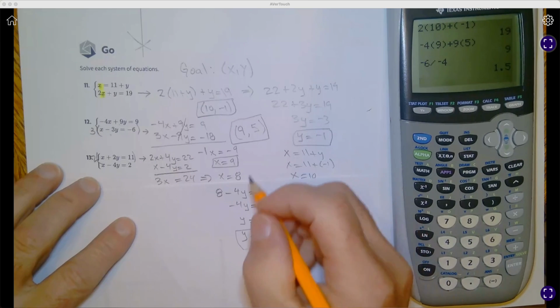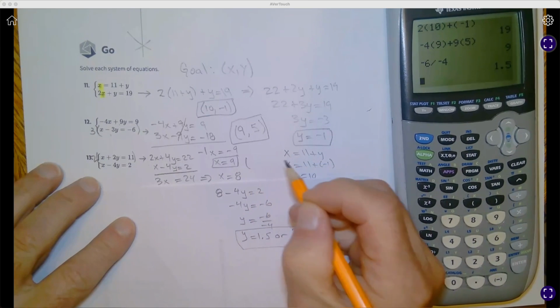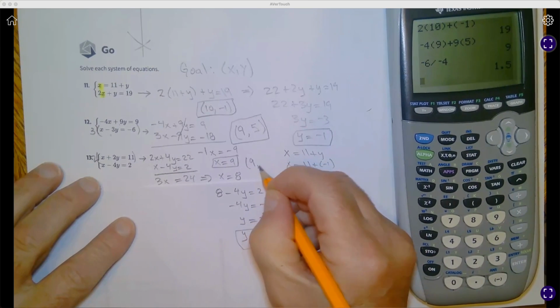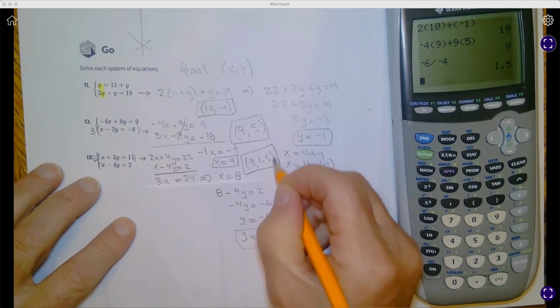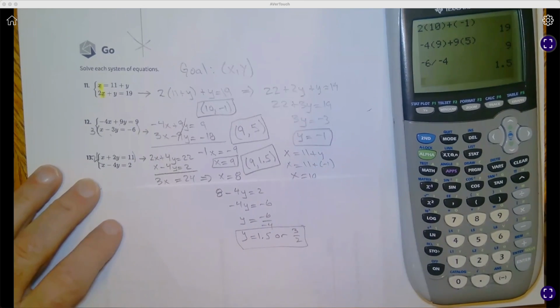I know there's a lot of work on this one, so sorry about it being a little crowded. But my goodness, there is some algebra being done here. Okay, and that's that ordered pair. Okay, let's keep going. 14.